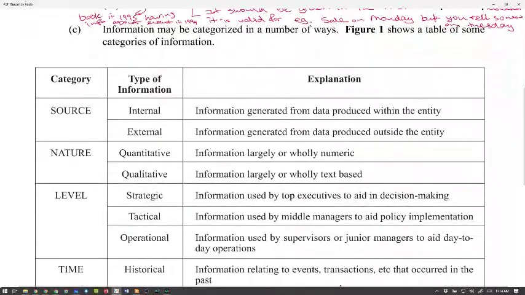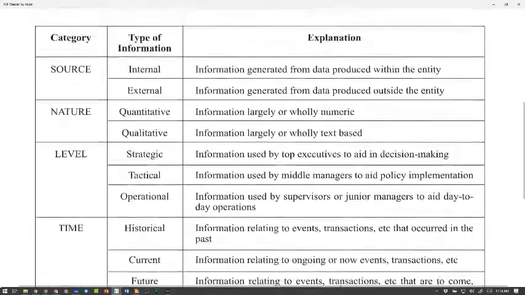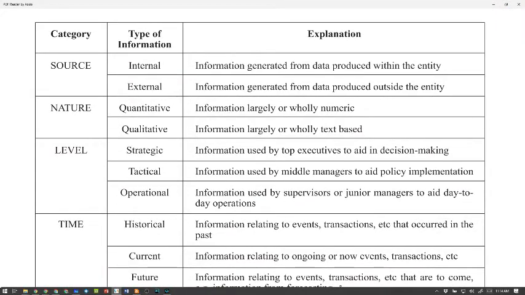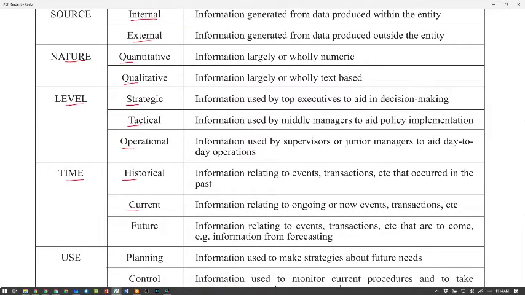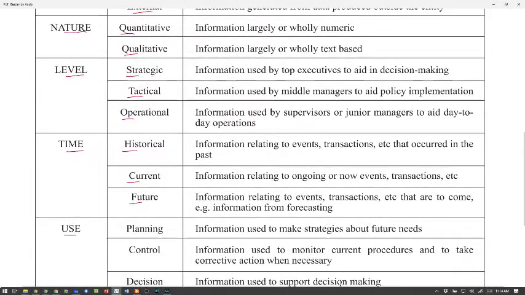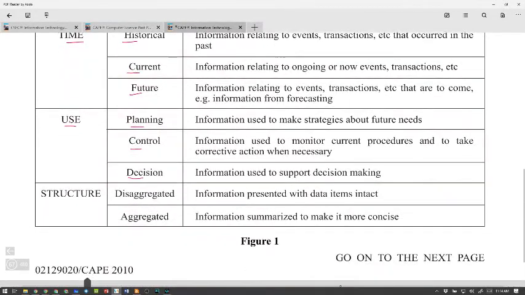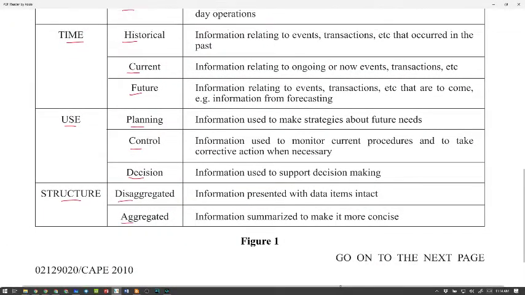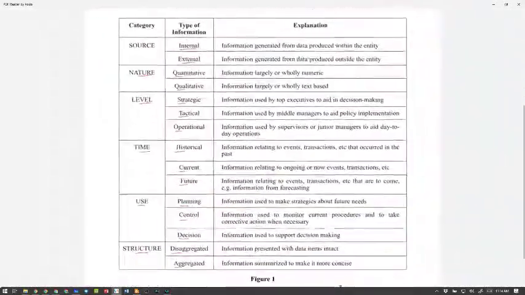Alright, information will be categorized in a number of ways. The table shows some of the ways information could be categorized. The source of information could be internal or external. The nature of information could be quantitative or qualitative. The level of information could be strategic, tactical, or operational. The time of information could be historical, current, or future. The use of information could be for planning, control, or decision making. And the structure of the information could be disaggregated or aggregated. So this table breaks down all the different types that information could have.